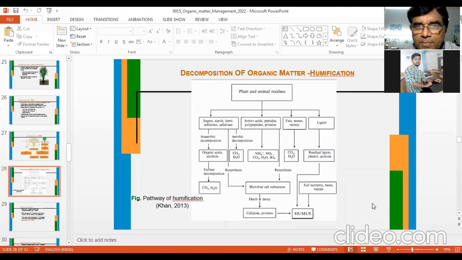And they can be resynthesized. These sugars, starches, hemicelluloses, and celluloses can be resynthesized by soil microbes, and they can be part of their bodies. And they can further decay, and then the cellulose and proteins can be produced or can be part of microbial bodies. This is one pathway. In another pathway, aerobic decomposition, you get carbon dioxide and water.